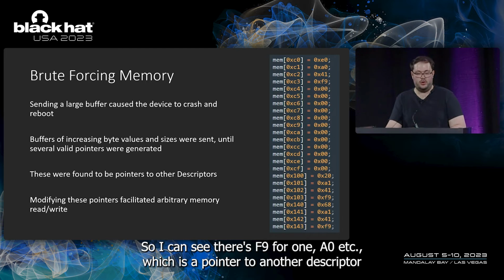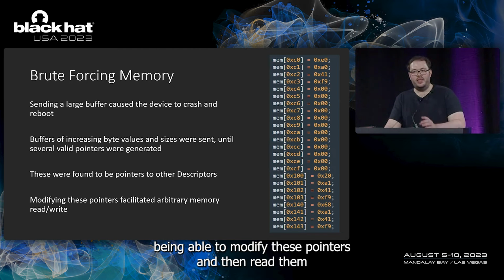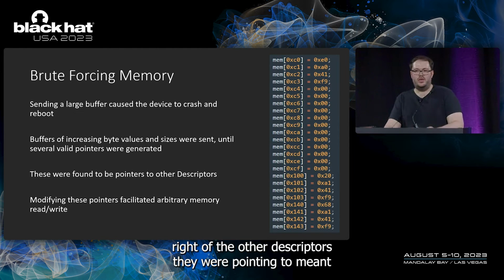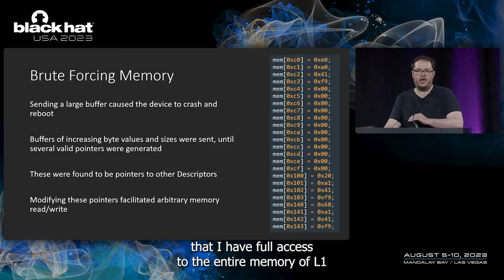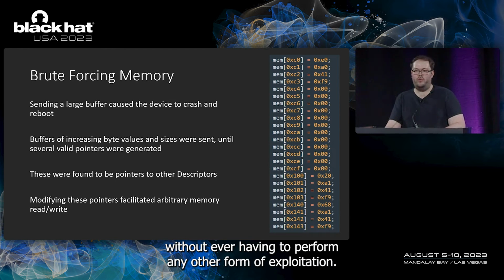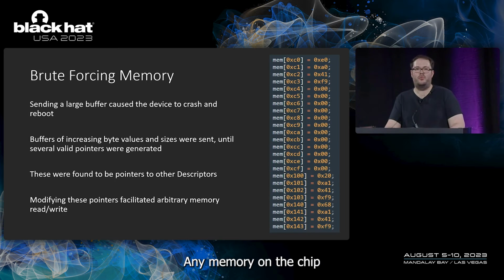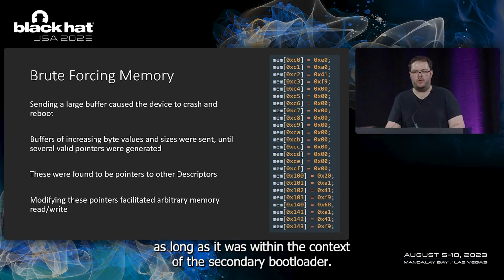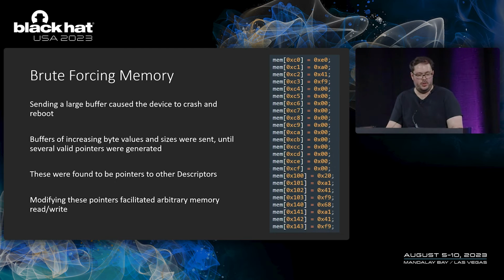So as you can see, there's F941A0E0, which is a pointer to another descriptor. Being able to modify these pointers and then read and write the other descriptors they were pointing to meant that I had full access to the entire memory of EL1 without ever having to perform any other form of exploitation. I could read and write any memory on the chip as long as it was within the context of the secondary bootloader.